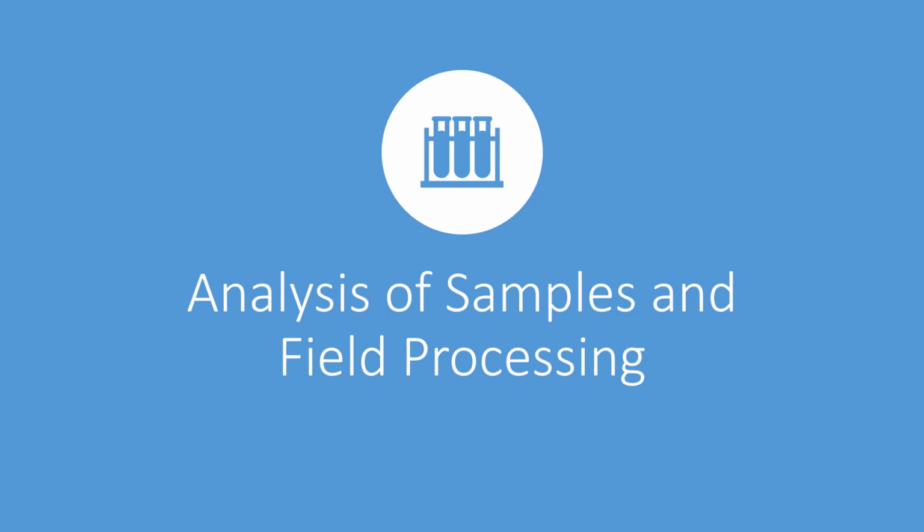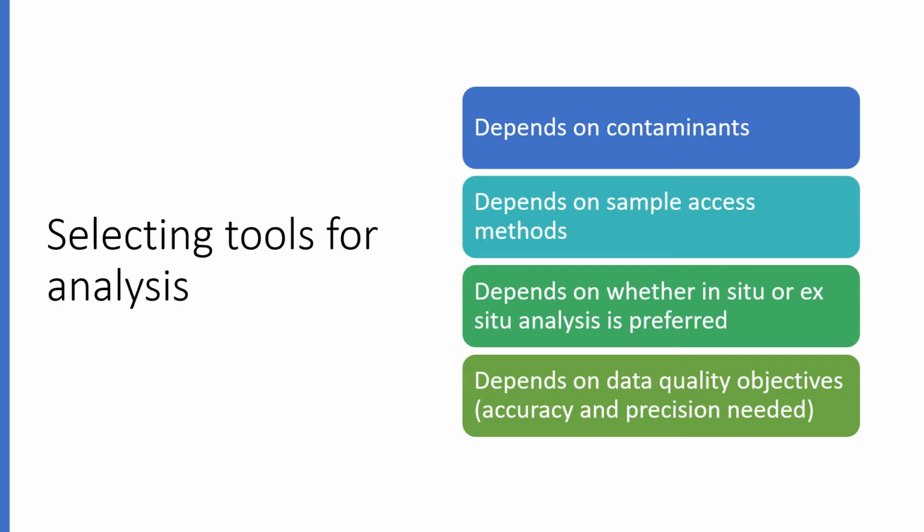Now let's talk about analysis of samples in the field and field processing that may be necessary to improve on our analytical results of those samples. Selecting tools for analysis can be dependent on a number of factors. It depends on the contaminants. We may need to do different things for volatile organic contaminants than we would do for metals, for example. It depends on the sample access methods, how we get to the sample interval of soil of interest. It can depend on whether in situ or ex situ analysis is preferred and whether the ex situ analysis is in the field or in a fixed laboratory offsite. And critically, it can depend on the data quality objectives, the accuracy and precision that are needed for our decision making or our other sample collection purposes in the field.